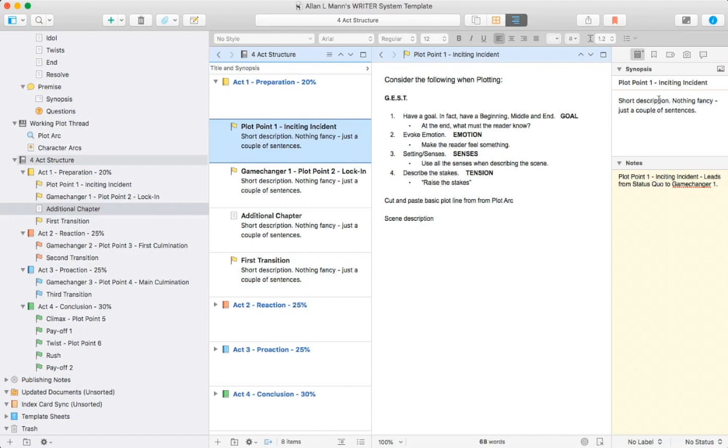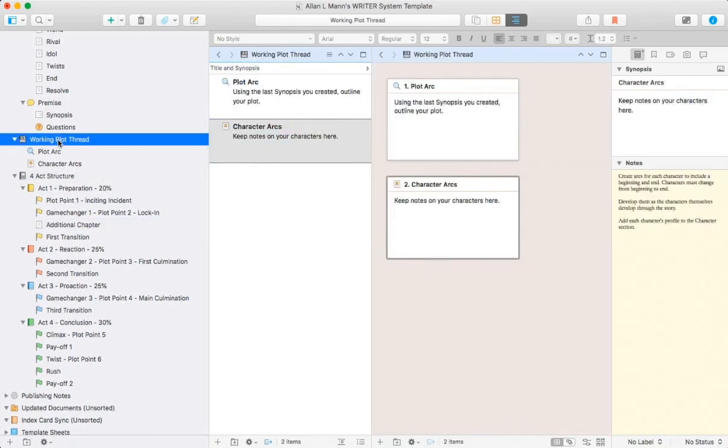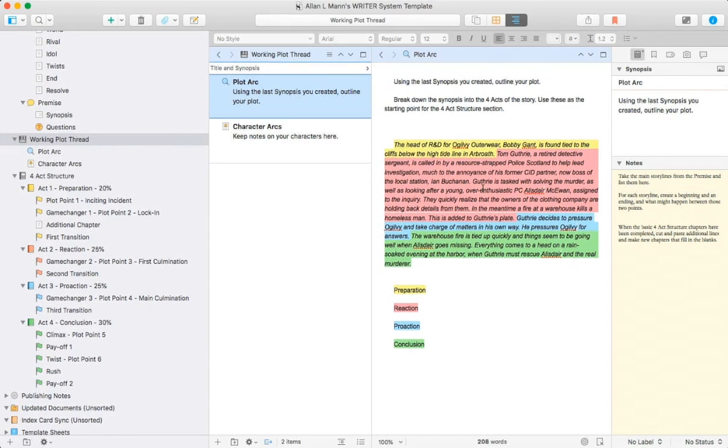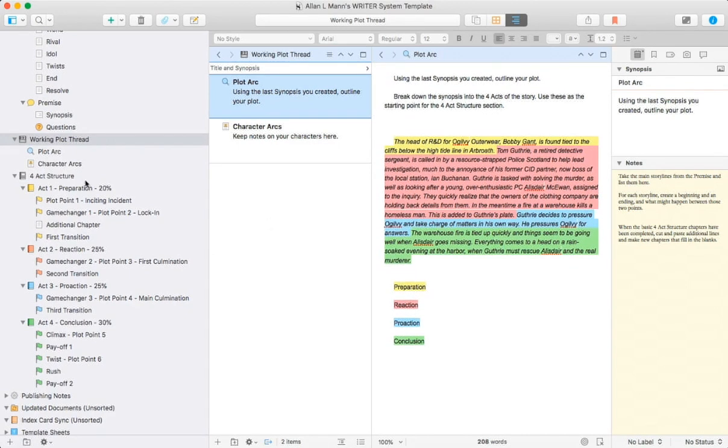There's a short description up here for the synopsis, just to keep you reminded of what's going on within each section, and a section here for notes. So you take all of this, and as it says here, you cut and paste the basic plot line from the plot arc. What do I mean by that? Well, where's our plot arc? It's way back here. So in Act 1, in our synopsis, preparation in yellow, I would just cut and paste.